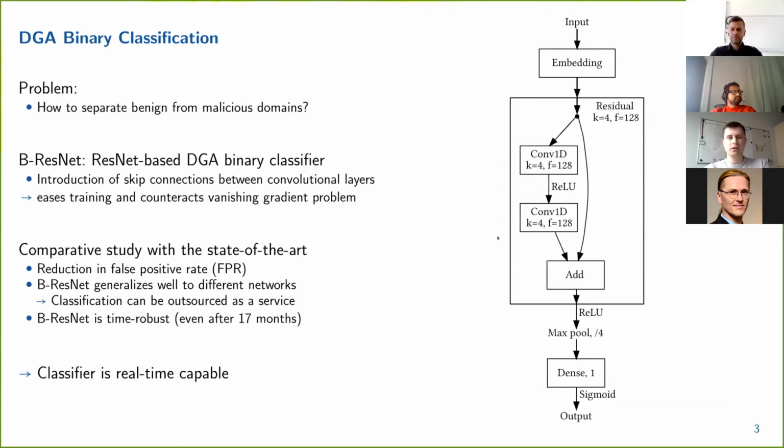We compared our binary residual neural network-based classifier with the state of the art, and could show that our classifier reduces the false positive rate and works very well. During this study, we also focused on 2 different aspects. The first aspect is generalization. Here we train a classifier in one network and then evaluate it on real-world data from a different network. We could show that the classifier generalizes very well, and therefore the classification could actually be outsourced as a service. The second aspect we investigated was whether the classifier is time robust.